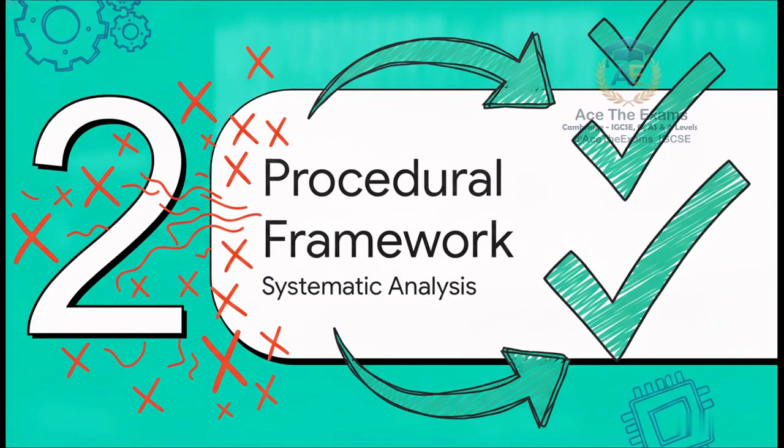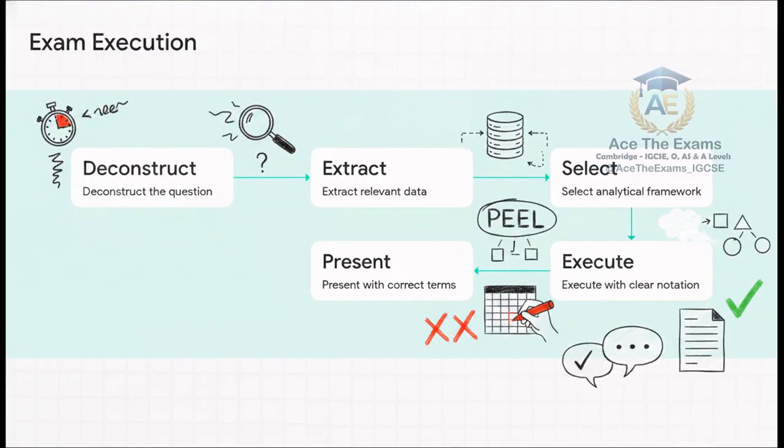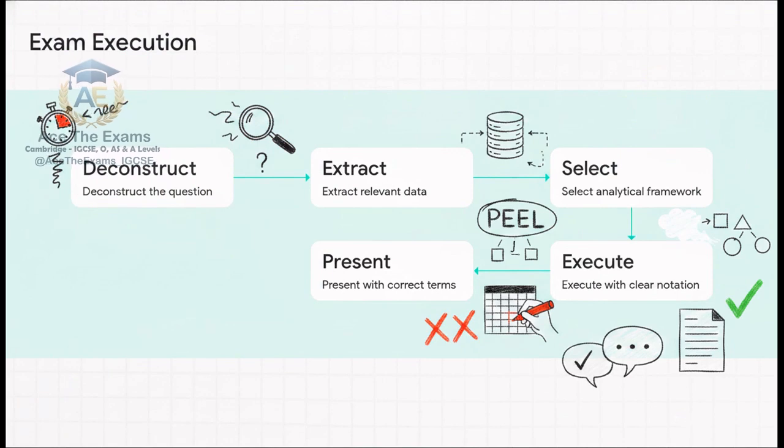Moving to Section 2, the procedural framework. Knowing the theory is only half the battle. Now we need to look at systematic analysis in action. Let's imagine we're giving Alex and Sam 60 seconds to rewrite their answers using our precise execution steps.